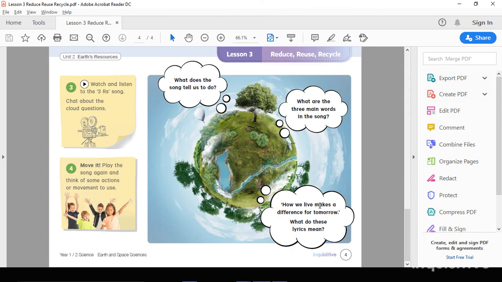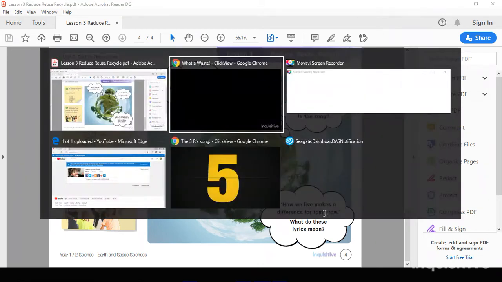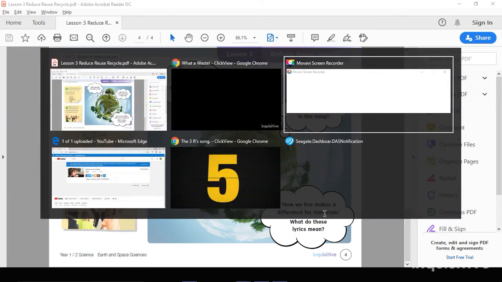How we live makes a difference for tomorrow. What do these lyrics mean? Okay, so you're going to have to keep your eyes open and your brain's ticking over, because these 3 questions, you'll be able to maybe get some of those answers from the song. So what does the song tell us to do? What are the 3 main words in the song? How we live makes a difference for tomorrow. What do these lyrics mean? What do these words mean? So we're going to play our song now. So watching.